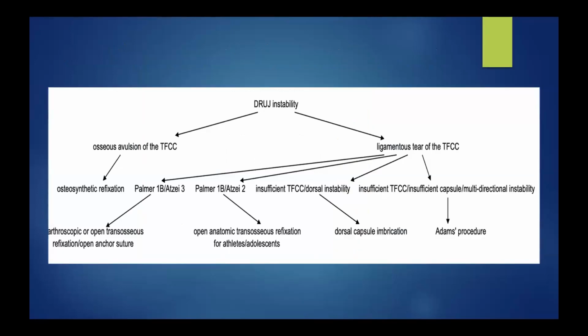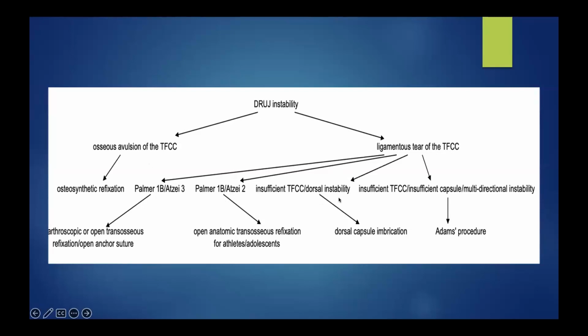So this is a recommended algorithm for all these tears. Patient after fixation of the radius, we check for DRUJ instability, and if it is positive and there is osseous avulsion of TFCC, we use an osteosynthetic refixation. And if there is ligamentous tear of TFCC, if it is Palmer 1B or Atzei 3, use an arthroscopic or open transosseous refixation using a suture anchor. And if it is Palmer 1B or Atzei 2, use an open anatomic transosseous fixation for athletes and adolescents.